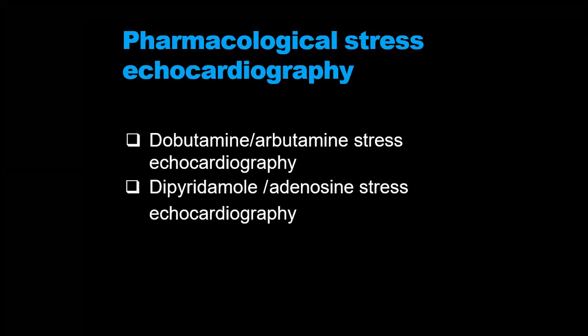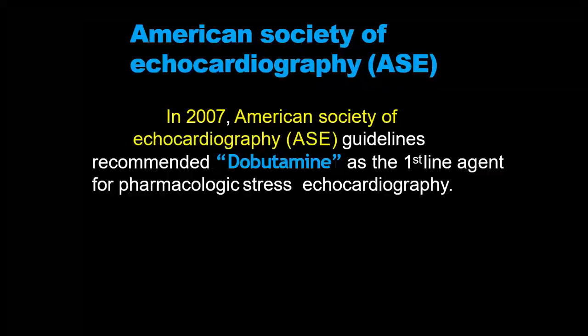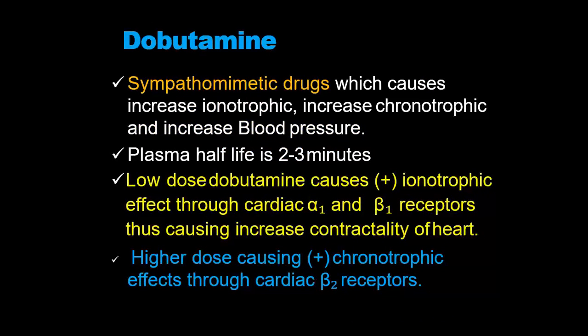Regarding pharmacological stress echocardiography, it is usually done with dobutamine, and sometimes with arbutamine. Dipyridamole and adenosine are alternatives, but the American Society of Echocardiography in 2007 recommended dobutamine as the first-line agent for pharmacological stress echocardiography. Dobutamine is a sympathomimetic drug which causes increased inotropic and chronotropic effects and increased blood pressure. Plasma half-life is short, 2 to 3 minutes.